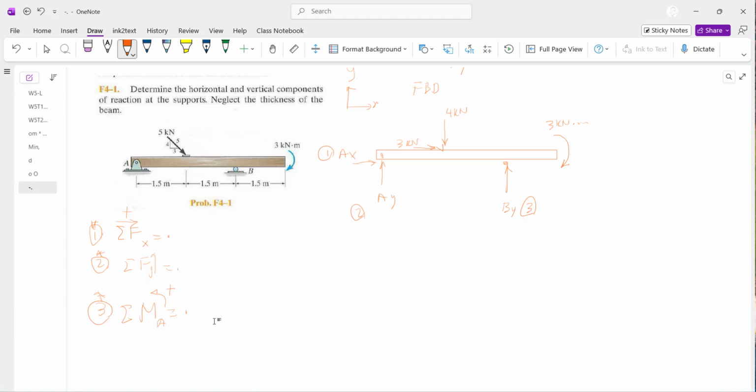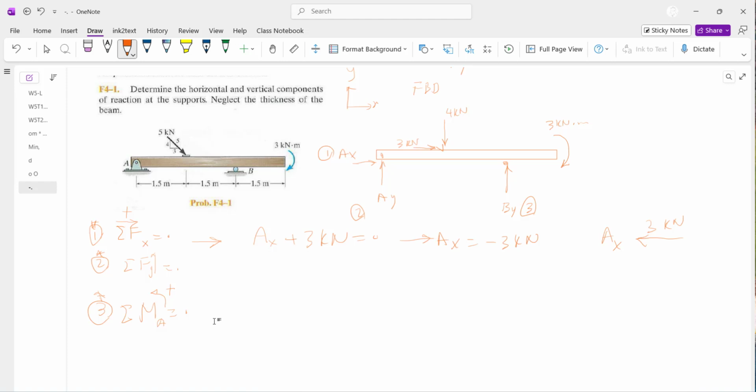If I start with the first one, I see that the only horizontal force here is AX and 3, so that equation is solvable. So that is positive AX plus 3 kilonewton equal to 0, and by solving this you get AX equal to minus 3 kilonewton. So in other words, the real AX is not from left to right, but from right to left, and that is 3 kilonewton.